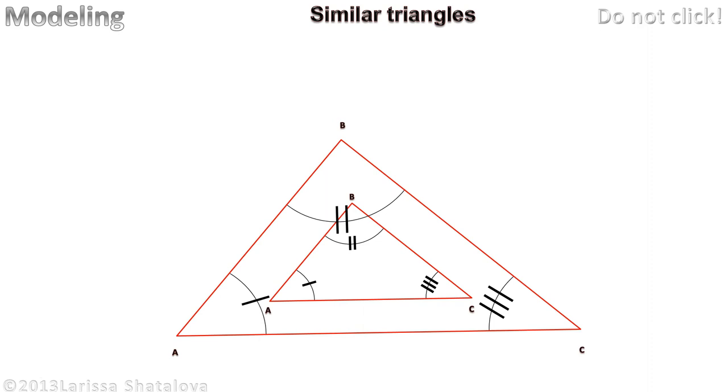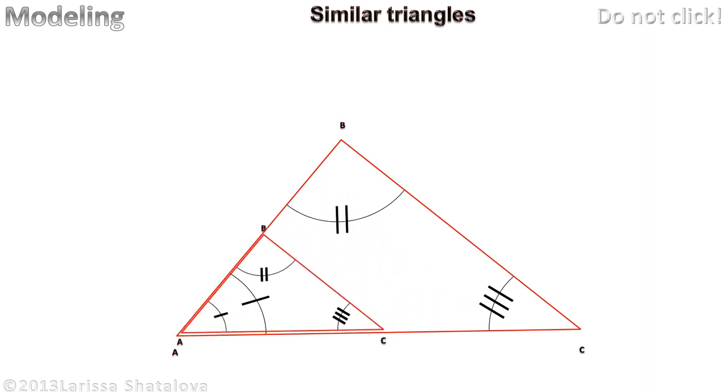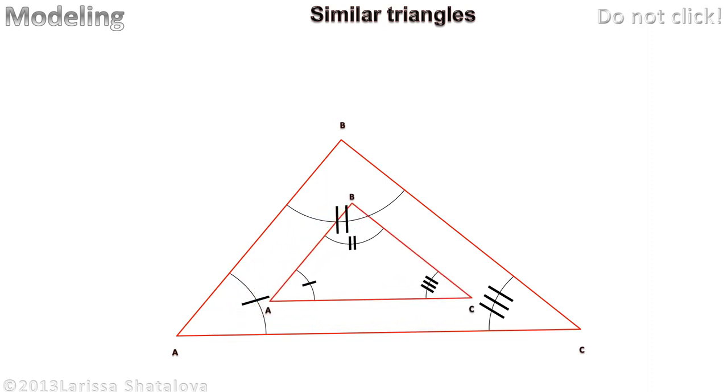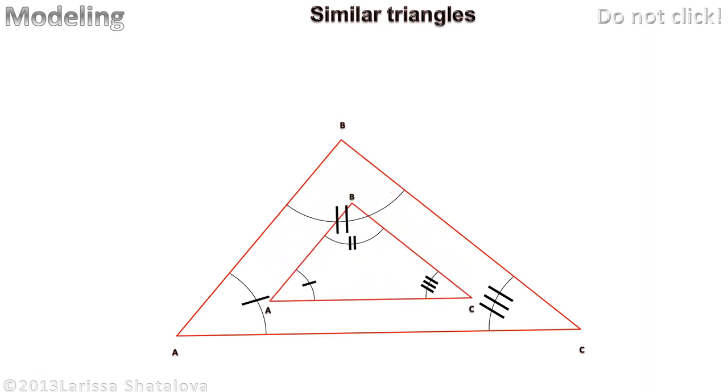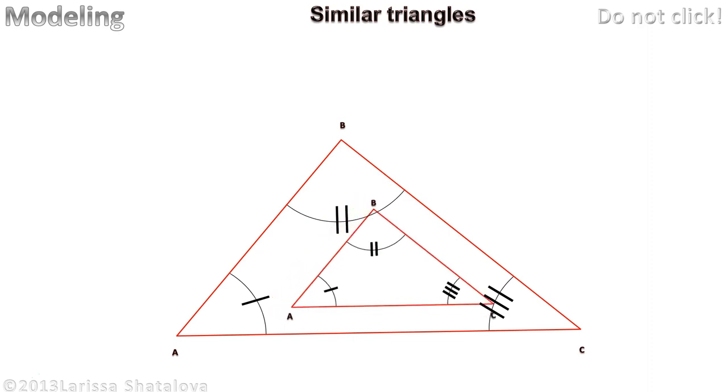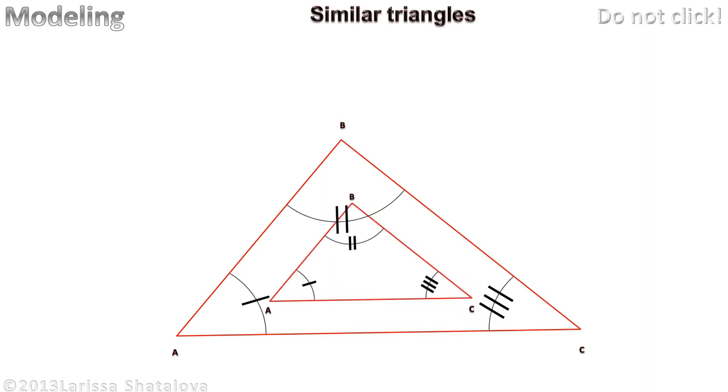Look, the measure of angle A and the measure of angle A in the smaller triangle is the same. The measure of angle B in the large triangle and the measure of angle B in the small triangle is the same. The measure of angle C in the large triangle and in the small triangle is the same. Those bars tell us, if you see 3 bars for angle C, that means that in both triangles angle C is equal. If you see 2 bars for angle B in both triangles, that means they're equal.